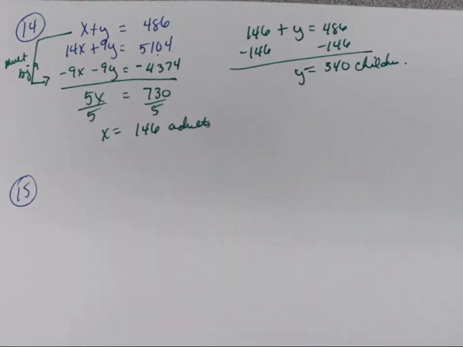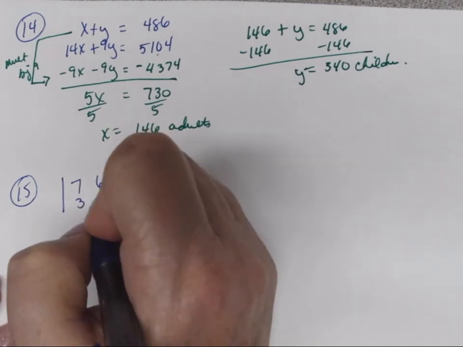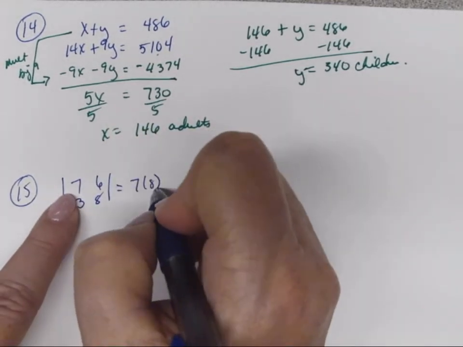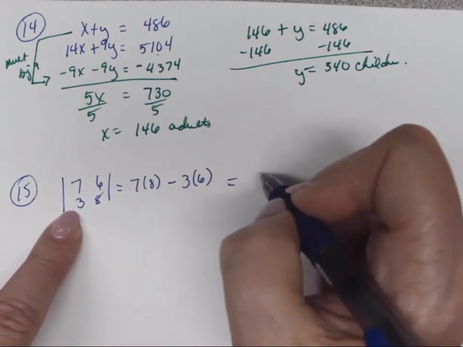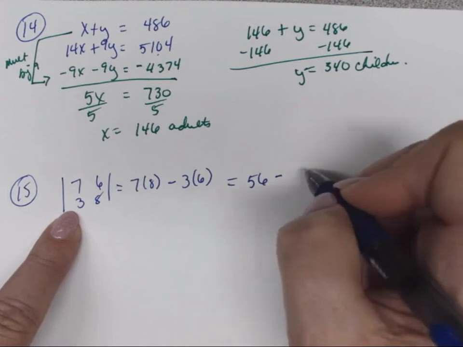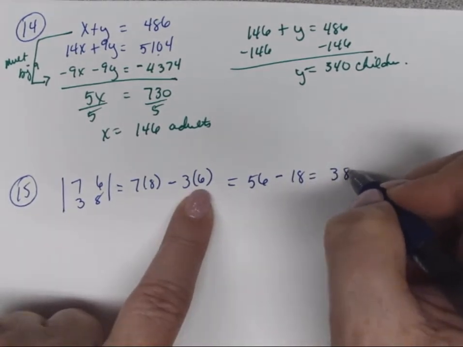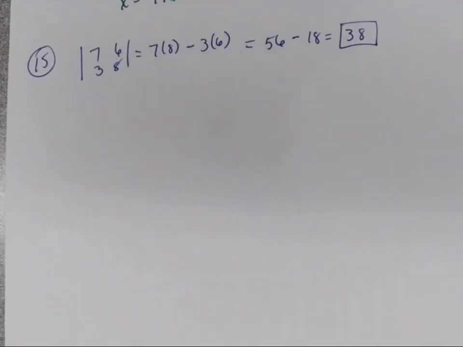For number 15, we're evaluating a determinant of 7, 3, 6, 8. So we're going to go 7 times 8 minus 3 times 6. Well, 7 times 8 is 56. 3 times 6 is 18. And that will leave us with 38. That's all you got to do for that one.